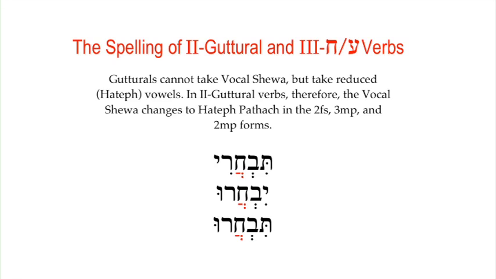In 2 guttural verbs, therefore, the vocal schwa changes to hatef pathach in the 2 FS, 3 MP, and 2 MP forms. Each of those forms is illustrated on your screen. Tivchari, Yivcharu, Tivcharu. In each instance, you'll see that the expected vocal schwa under the 2nd root letter has changed slightly to hatef pathach because of the guttural in the 2nd root position.